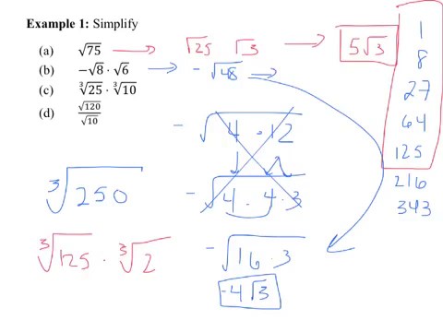Again, cube root of 125 times 2, that's 250. But then the cube root of 125 is 5. So 5 cube root of 2. You need to be very careful.